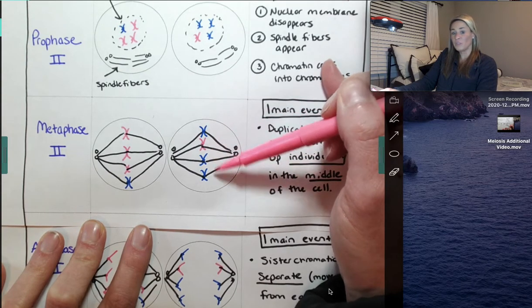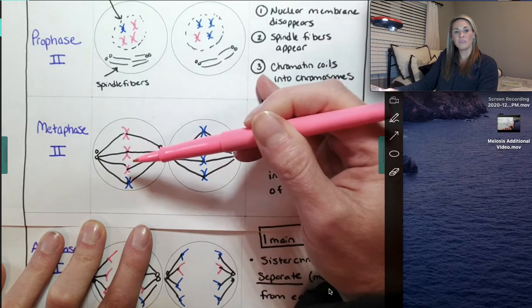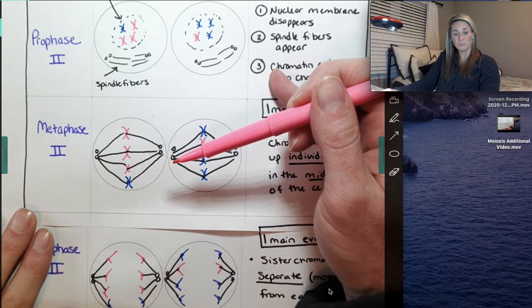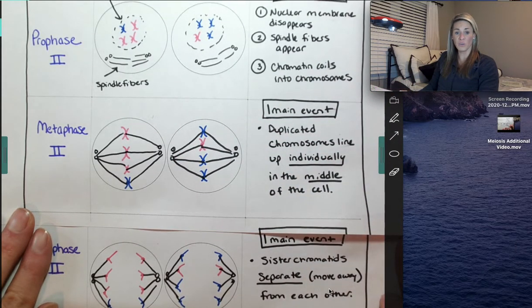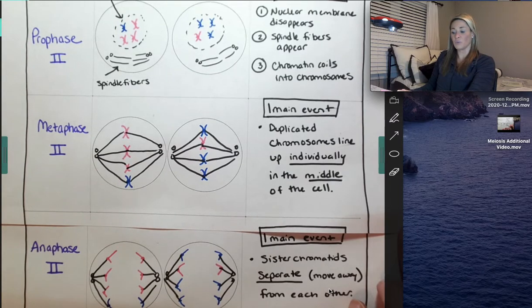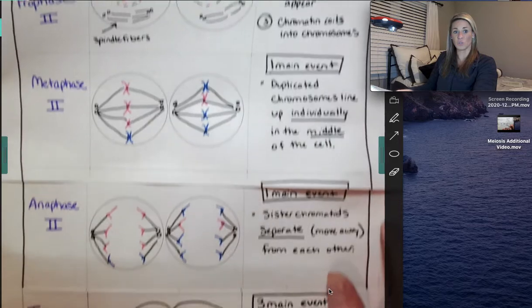And you can put them wherever you want. I could have put the mom chromosome up there and the dad ones down there, or vice versa. It doesn't really matter where you put them. It's completely up to you. But they do have to be single file. So duplicated chromosomes lining up single file in the middle of the cell. Remember, metaphase, middle.